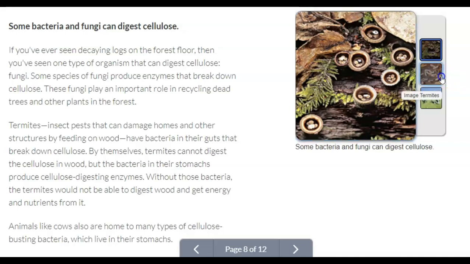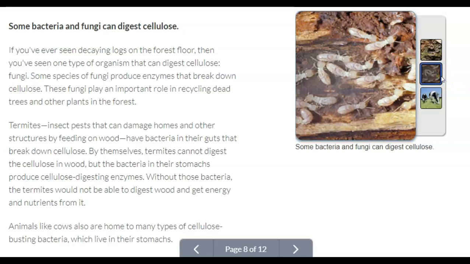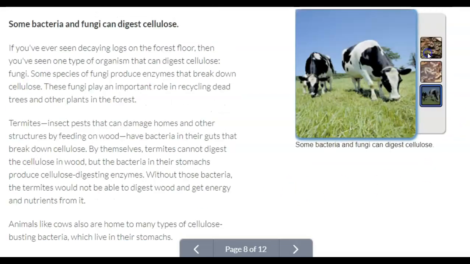Termites, insect pests that can damage homes and other structures by feeding on wood, have bacteria in their guts that break down cellulose. By themselves, termites cannot digest the cellulose in wood, but the bacteria in their stomachs produce cellulose-digesting enzymes. Without those bacteria, the termites would not be able to digest wood and get energy and nutrients from it. Animals like cows are also home to many types of cellulose-busting bacteria, which live in their stomachs.